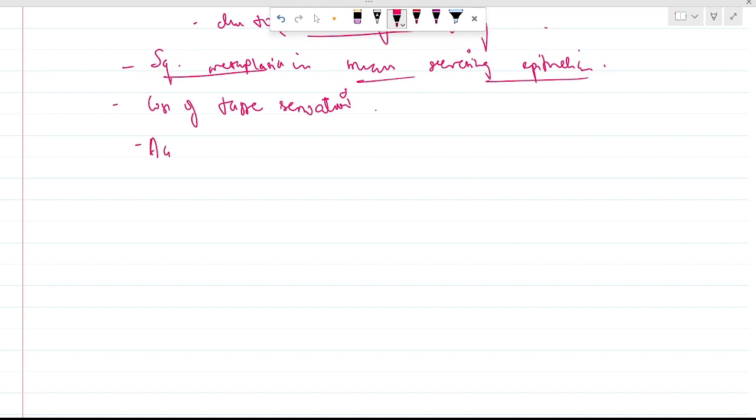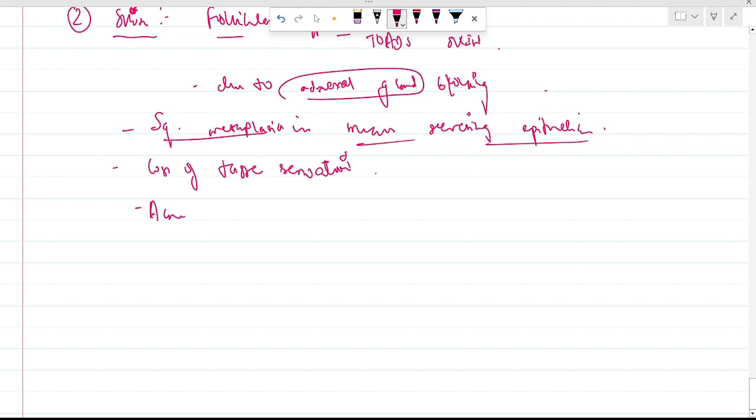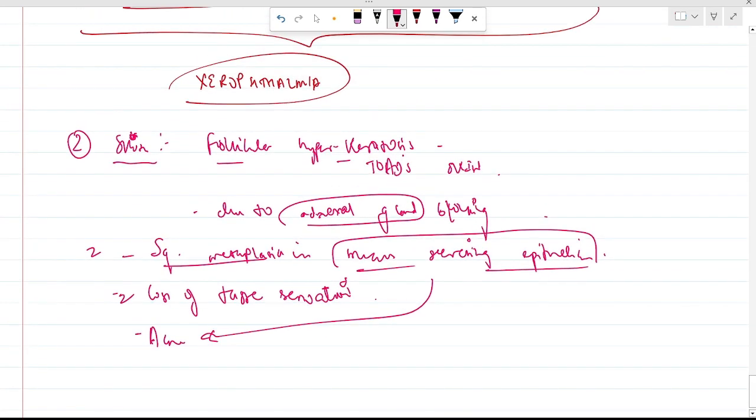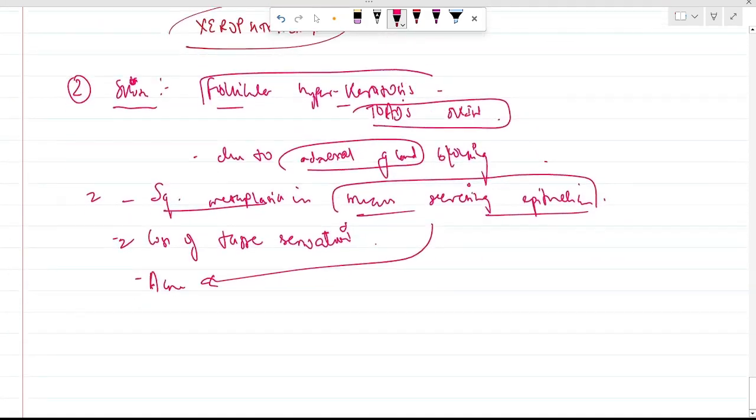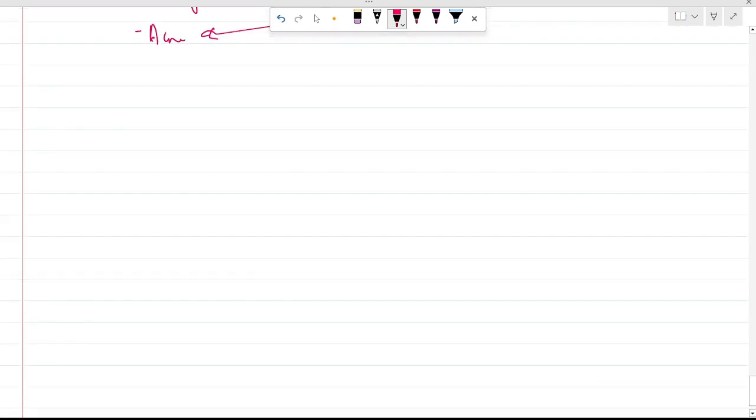And then there is very important acne. A lot of acne will be developed on the face due to vitamin A deficiency on the skin. There is loss of taste sensation. Squamous metaplasia in the mucus secreting epithelium is one of the reasons of acne. And there is very important follicular hyperkeratosis, that is towards skin, due to adnexal gland blocking. These two are very important manifestations of vitamin A deficiency, importantly in the eyes and in the skin.